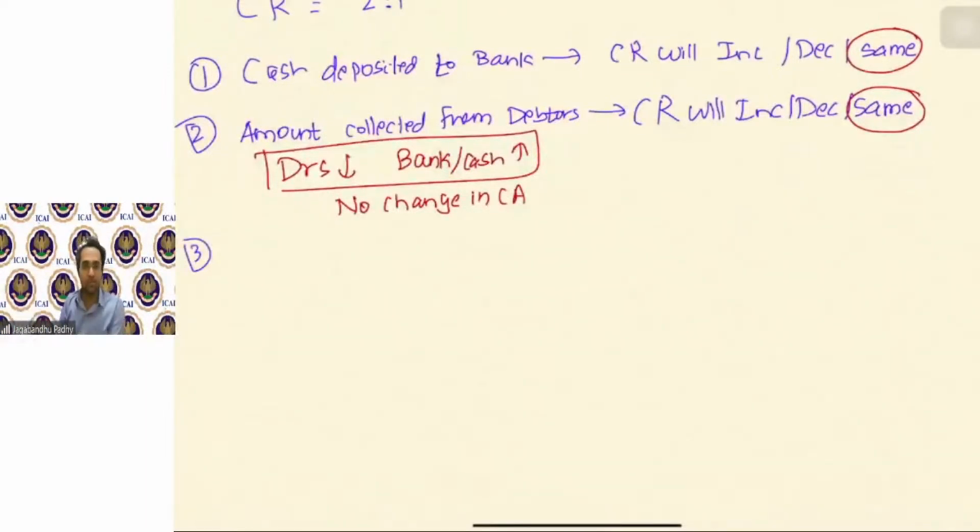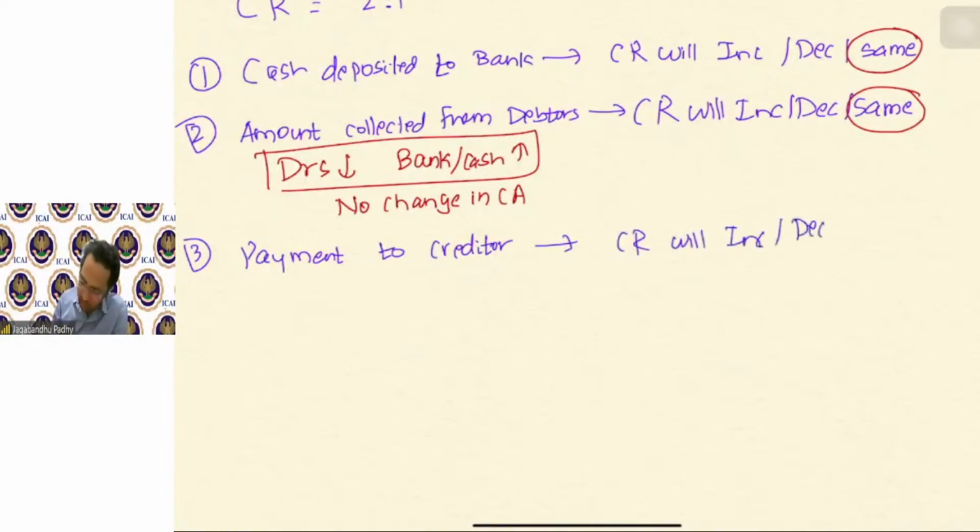Third question, payment to creditor. If you make payment to your creditor, what will happen? Current ratio will increase, decrease, or is it going to remain same? You're making payment to your creditor. Some amount was outstanding, and you're making payment to the creditor. So what do you feel? The current ratio is going to increase, decrease, or is it going to remain same?